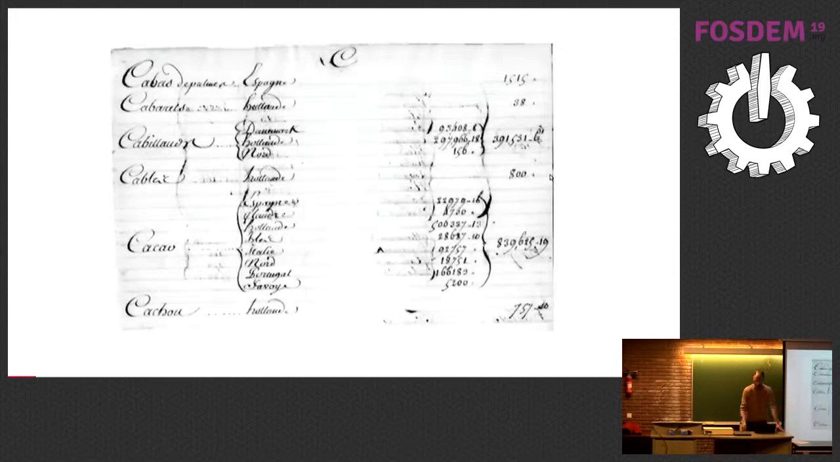This is what those volumes look like. It's handwritten paper. Basically, it's an account book where you have goods, products, and we have both volumes and price information.